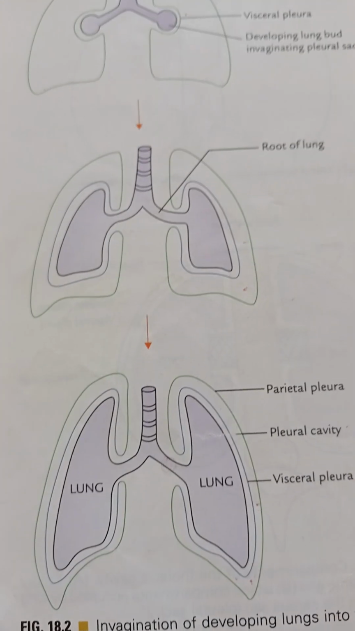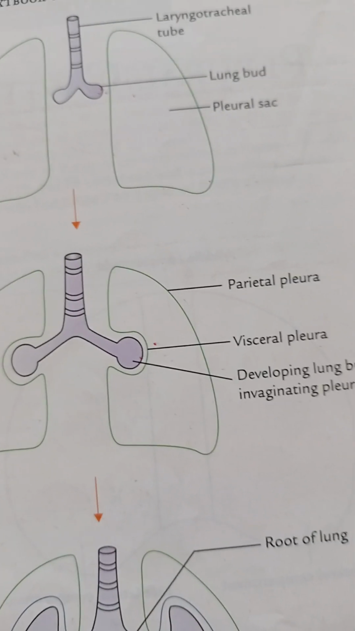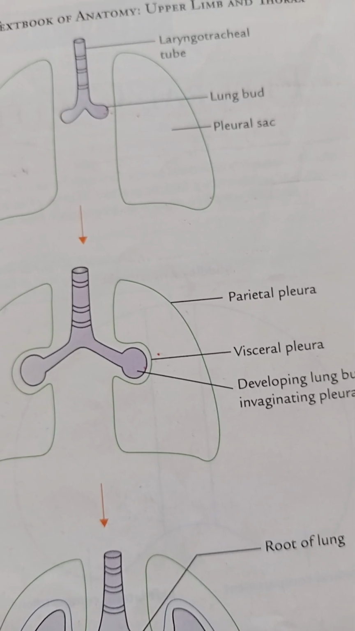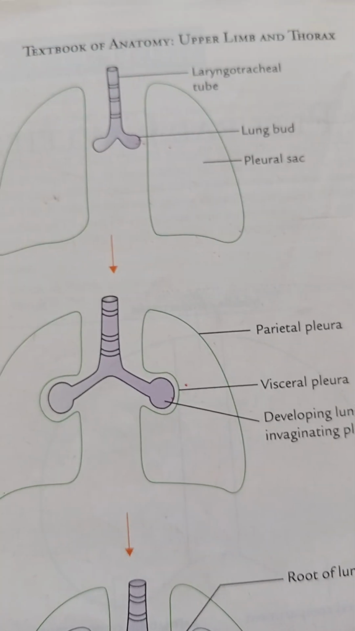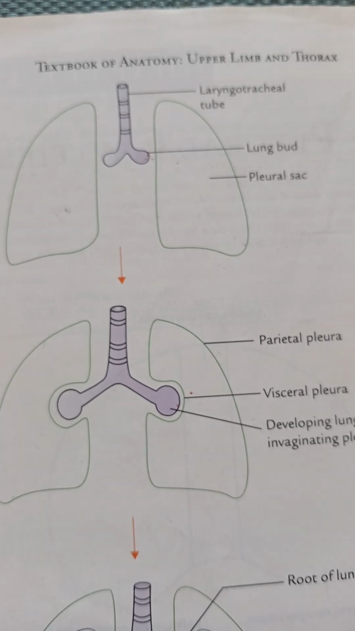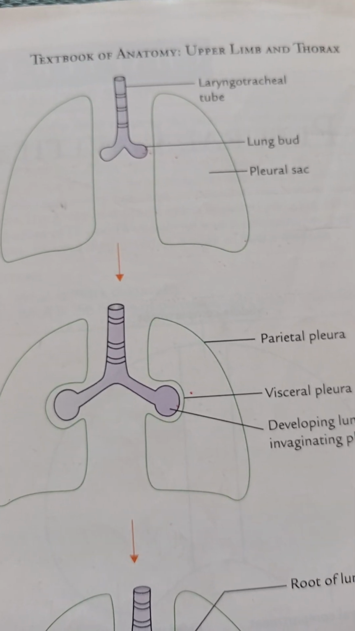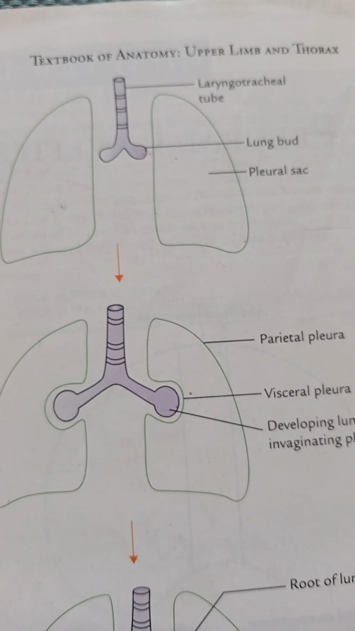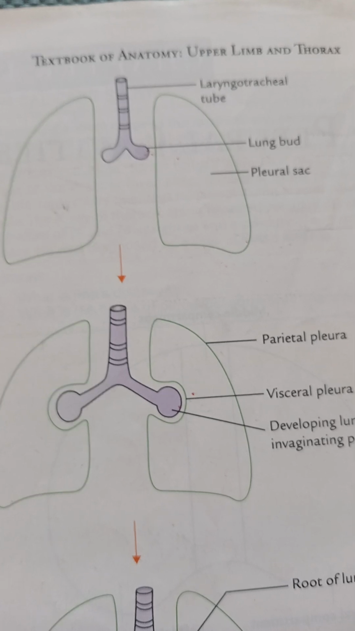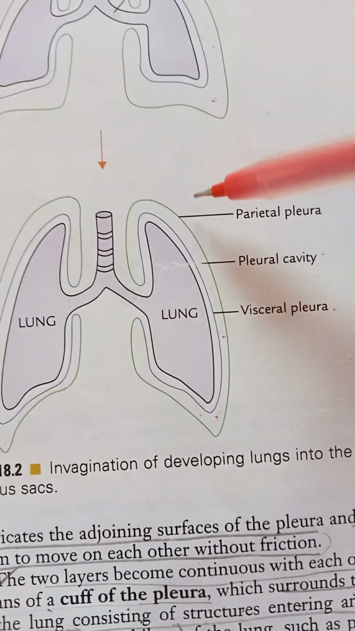So we have to know what it means, serous sac. Serous sac means the sac which is lined by flattened epithelium. It is also known as mesothelium. There are other serous sacs present in our body like peritoneum and pericardium. This pleura has two layers.